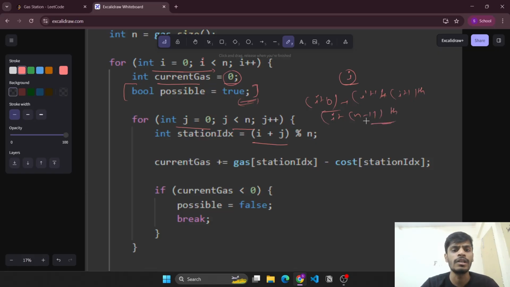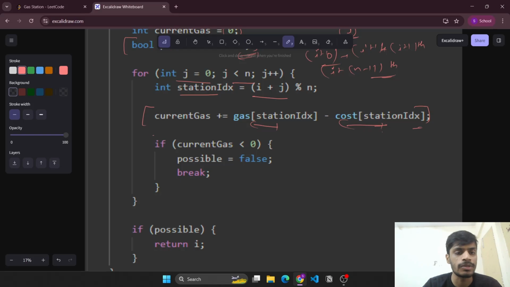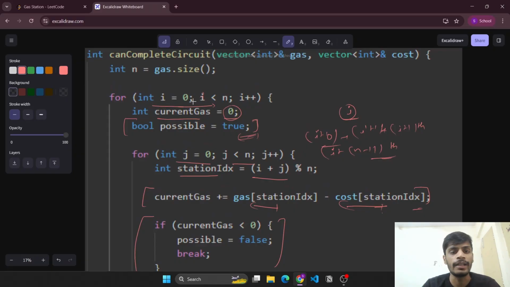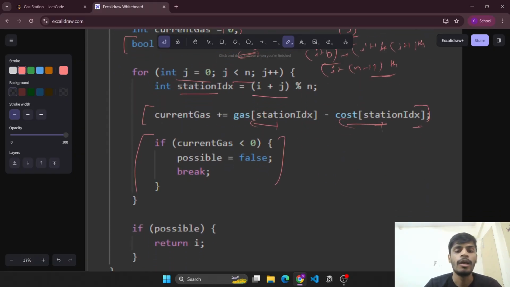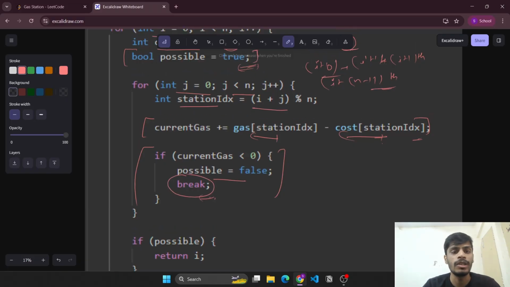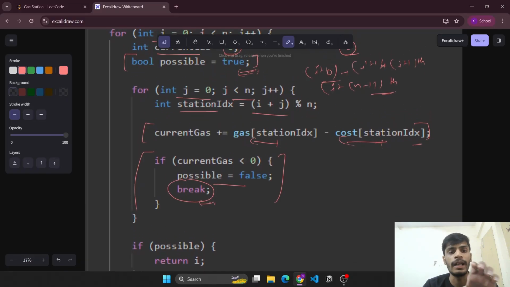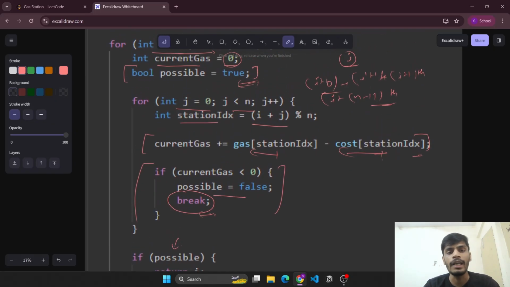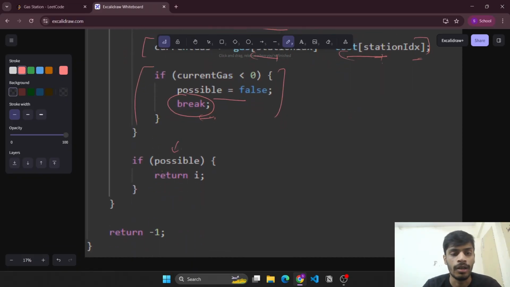In this fashion, at each step we increase our current gas count with the gas available at that index, and then decrease the cost. If at any step the current gas becomes less than 0, then it is not possible to reach back to the ith index starting from i. Hence we make possible false and break from the loop. And if after iterating through the entire array possible still remains true, then we are able to reach back to i starting from i, and hence we simply return i.